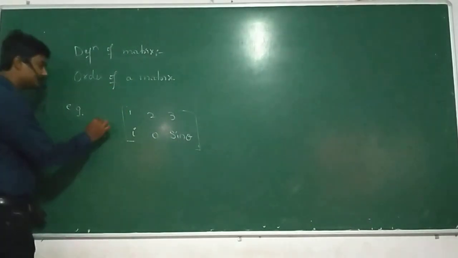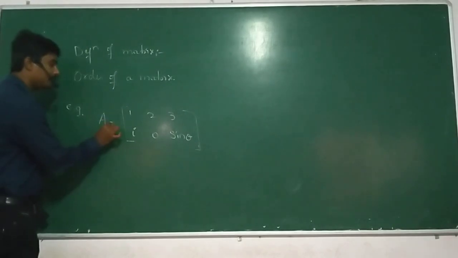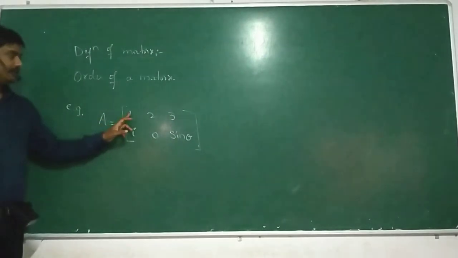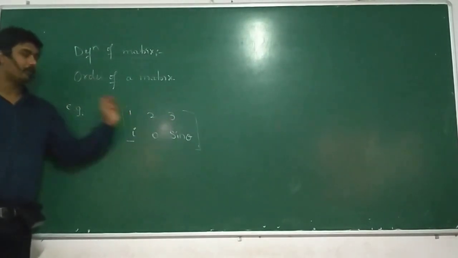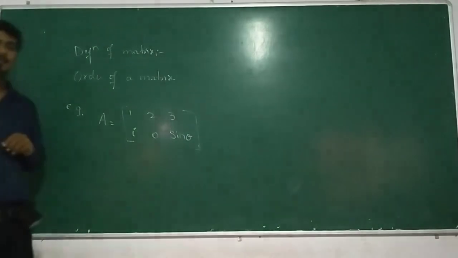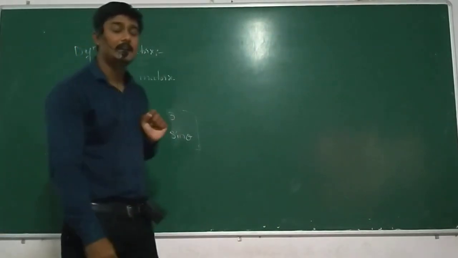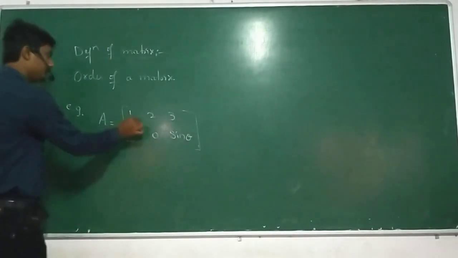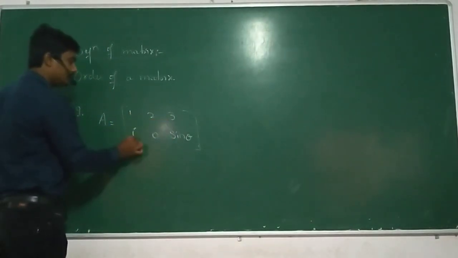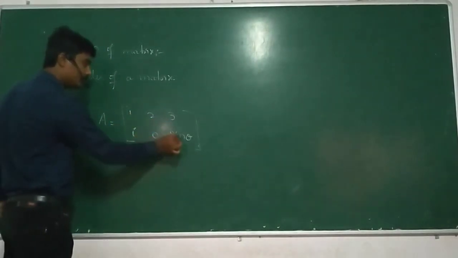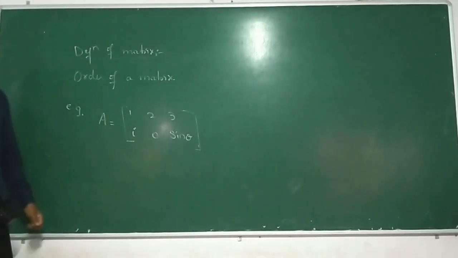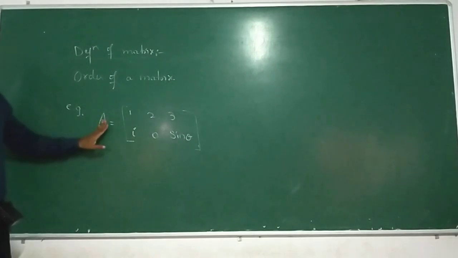And we denote matrices always by capital letters. The numbers or functions that are enclosed within the square bracket are called entries or elements of that matrix. In this case, 1, 2, 3, iota, 0, sin theta, they all become what? Elements or entries of that matrix capital A.